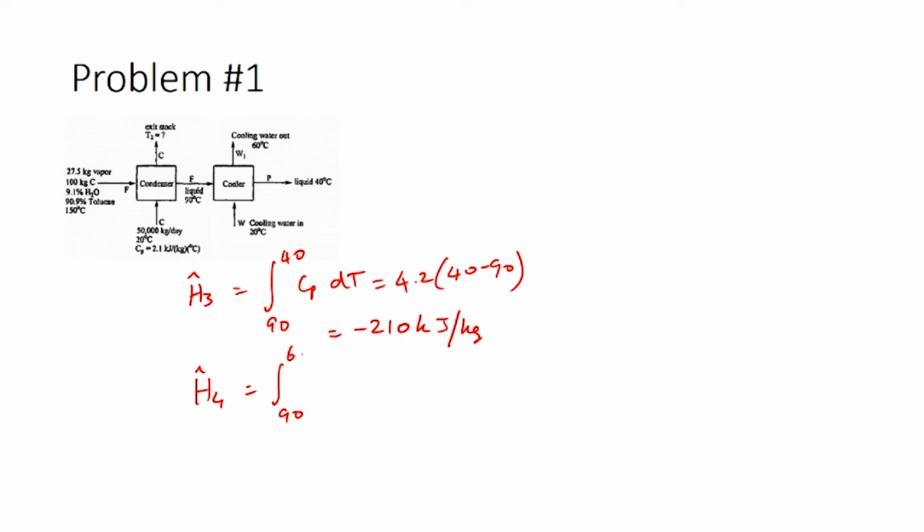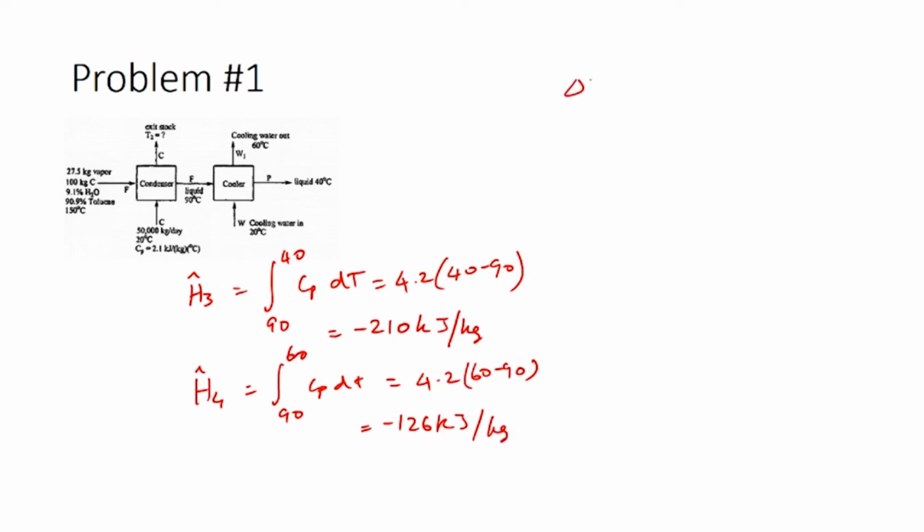H4 cap would be integral 90 to 60 Cp dT, with Cp being the Cp of water liquid. Here you are looking at the cooling water leaving the system. We have taken the reference state for water as 90 degrees Celsius, and from there it is being cooled to the outlet stream at 60 degrees Celsius. So, this becomes 4.2 times 60 minus 90, which is equal to minus 126 kilojoules per kilogram.